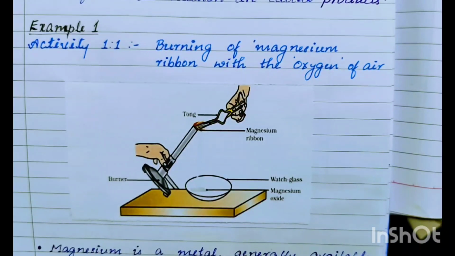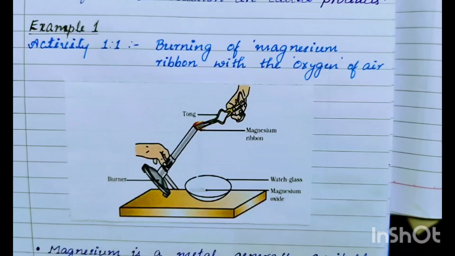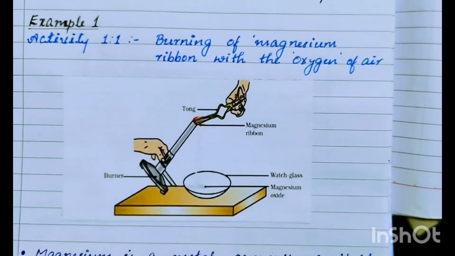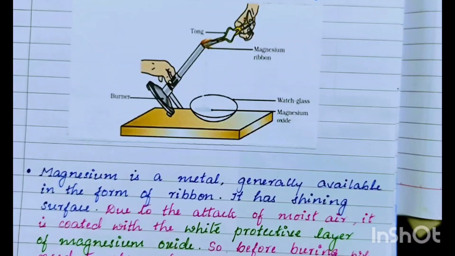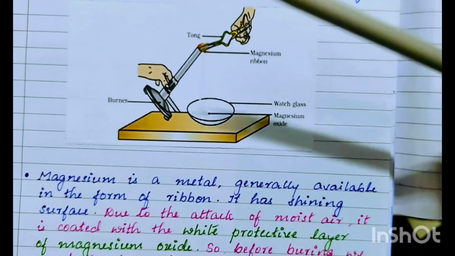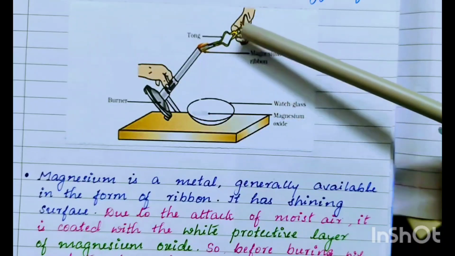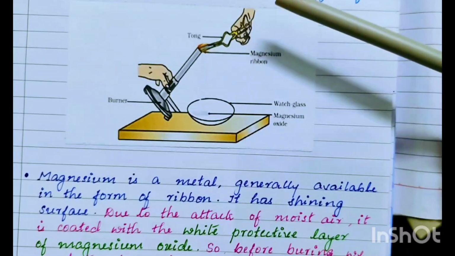In your textbook, it is given as Activity 1.1, which explains the burning of magnesium ribbon with the oxygen of air. You can refer to the activity. As you can see in the picture, we have to hold the magnesium ribbon using tongs. This instrument is called tongs.